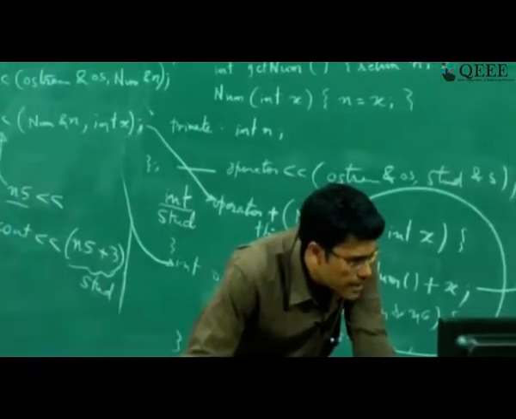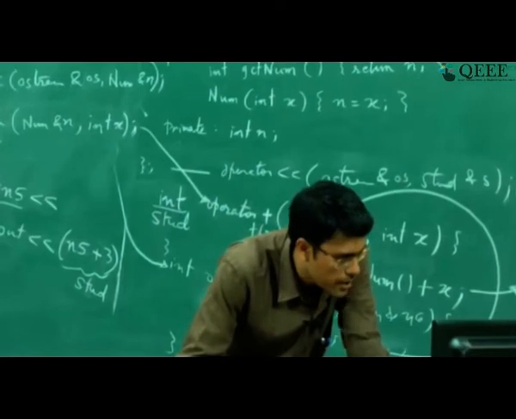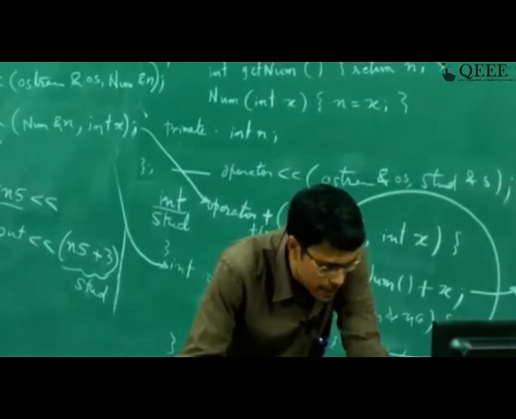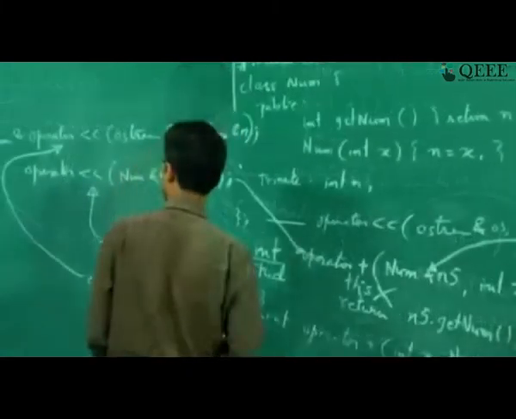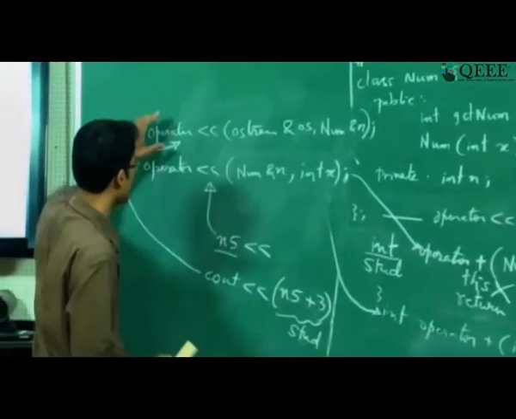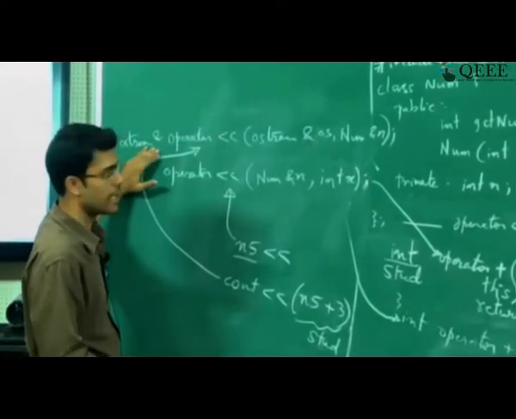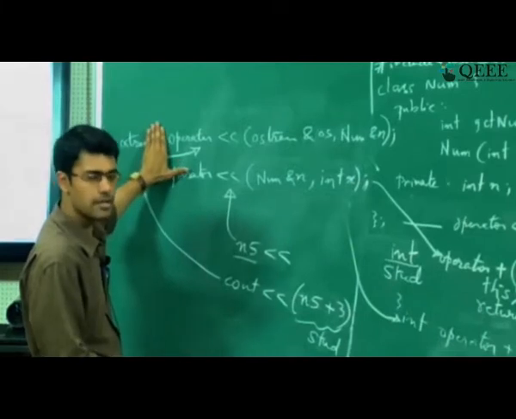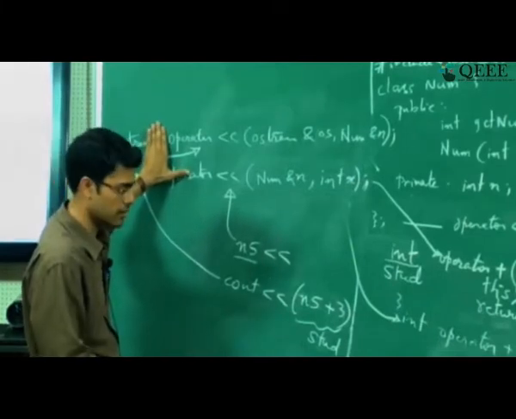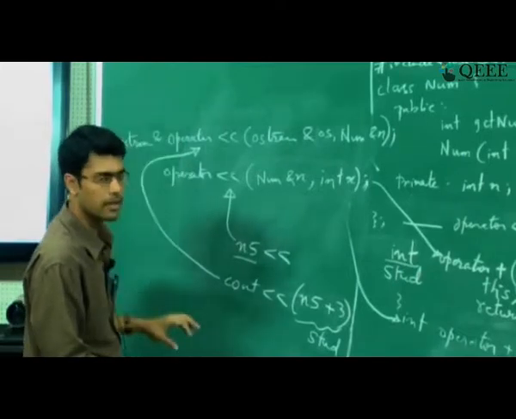There is a question from PSGCT: why is the return type a reference to OStream in the case of overloading the left shift operator? So let's see. What we have said is that when you are overloading the left shift or the right shift operator, the return type should be OStream ampersand and not OStream. And you can try doing it with your compilers.